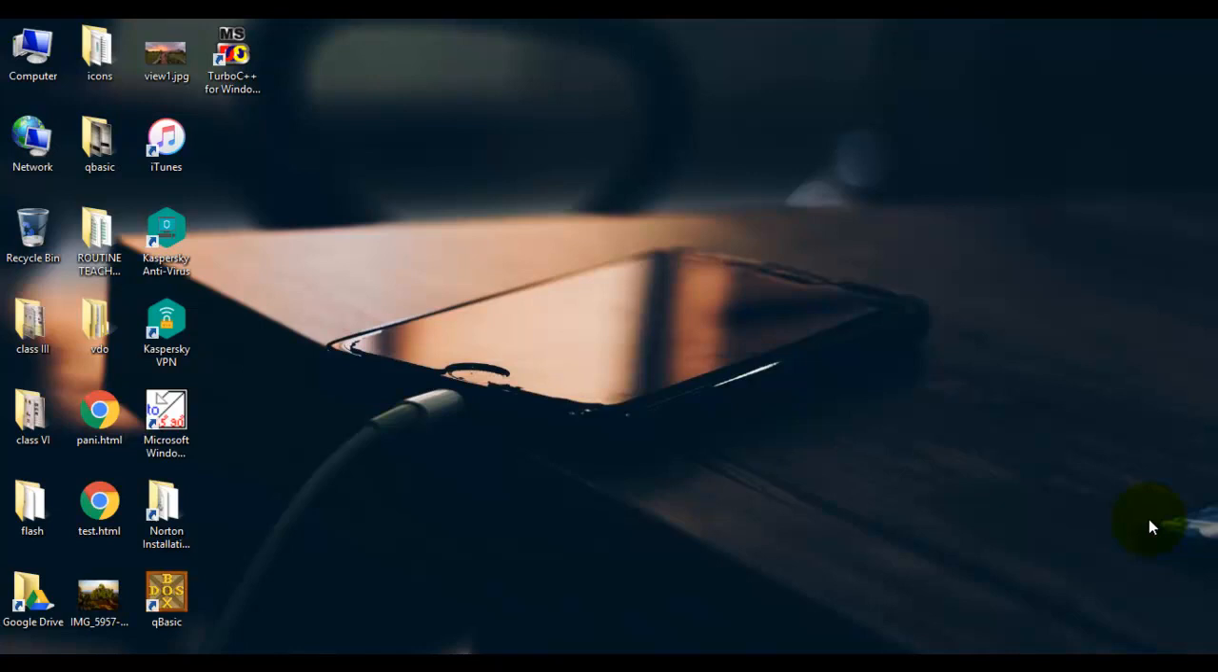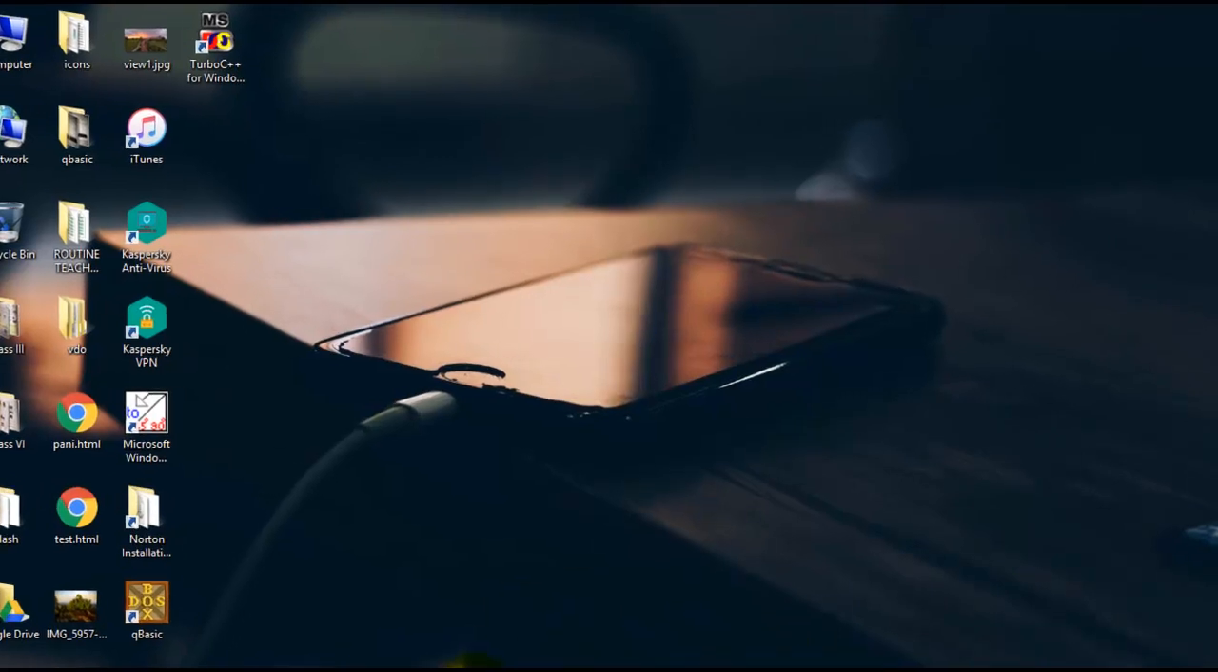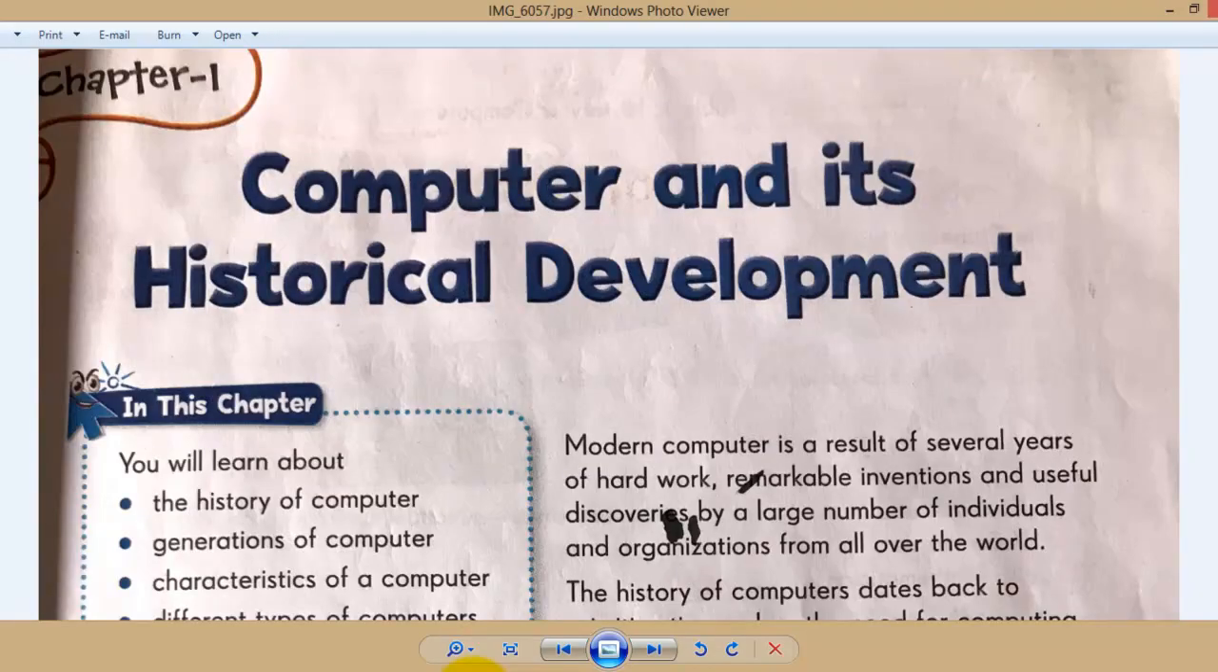Today we are going to start a new chapter for class 6. The textbook that we are going to use is Click and Enter. And the first chapter that we are going to do is Computer and Its Historical Development. I have already prepared a picture of your textbook. This is the first chapter that we are going to learn today.